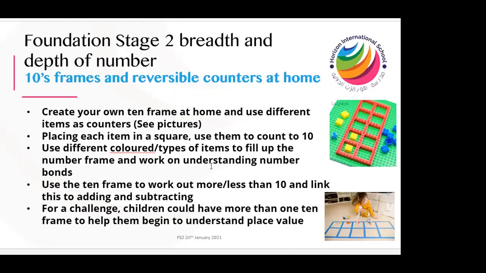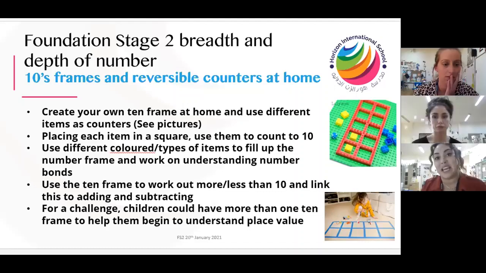You can use Lego, you could use lolly sticks, pencils, anything that you can use to make the 10 different squares at home. And then you can find some different objects to use as counters. For the number bonds activity that Zoe just explained, where we had the different coloured counters, you could use different items. So for example, at home you could use fruit.